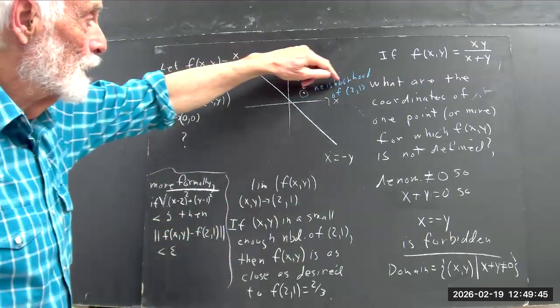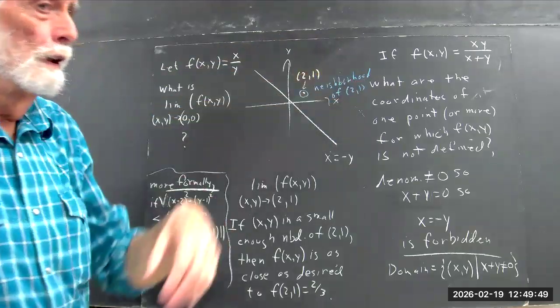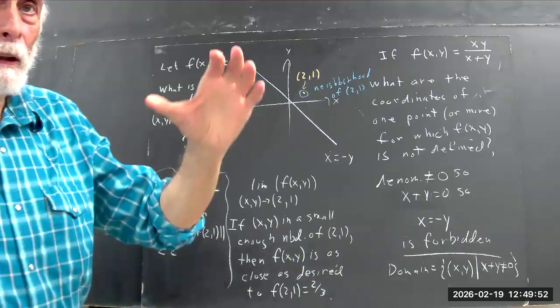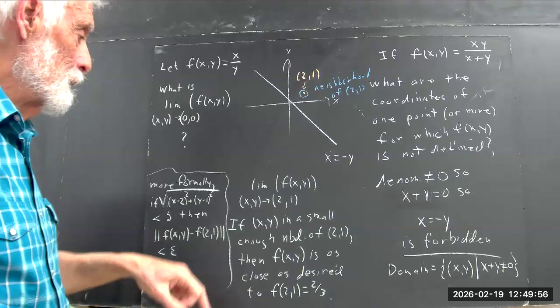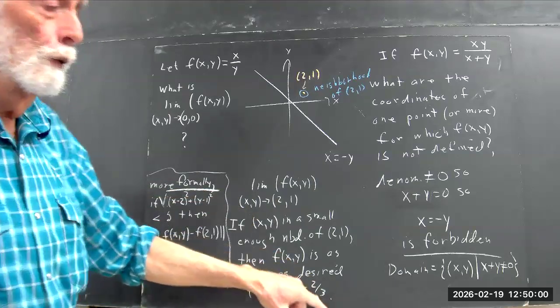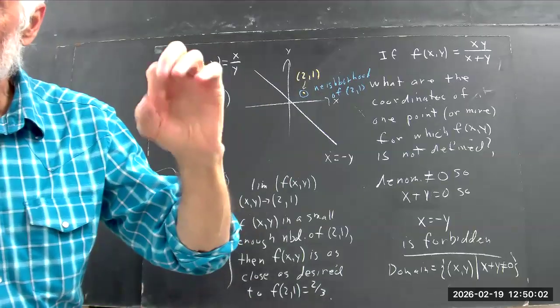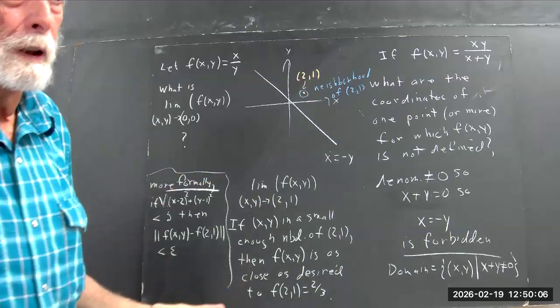so here's 2, 1, and this little circle, everything inside that circle is a neighborhood of 2, 1. If that neighborhood is small enough, then I can make f of x, y as close as I want to 2/3 just by making the neighborhood small enough, right? It's a lot like an epsilon. It is sort of an epsilon-delta thing.